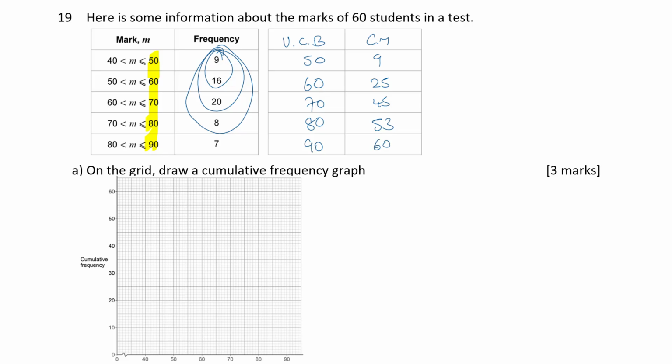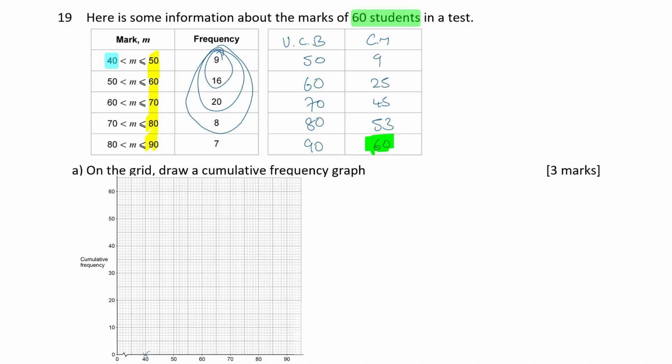Always good just to check that this number here is the same as the one up here. It is, so I'm confident I've added up my cumulative frequencies correctly. Now it's just a matter of plotting. There's one other point I can plot. I can plot the lowest class bound here against 0. So my first point is going to be 40, 0. 40, 0 is going to be that point.